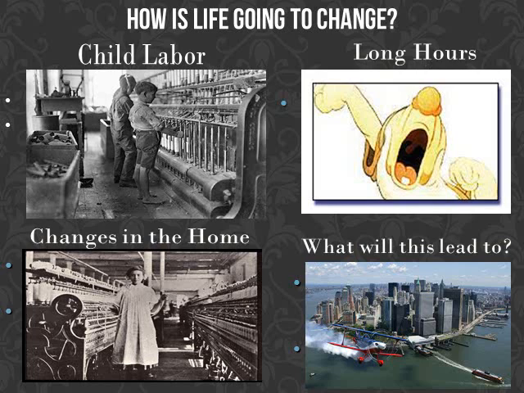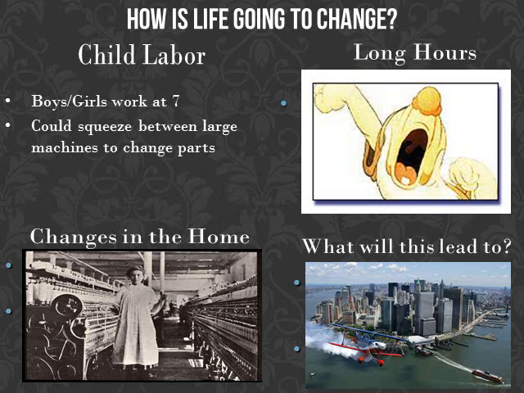Let's move on to how life is going to change because of the Industrial Revolution. Well, first off, child labor. If any of you are not familiar with this, this is going to blow your minds. Boys and girls started working at age 7. That was fairly common. And the reason why they would have children work is that they could squeeze between the large machines to change parts, and that was extremely dangerous, and it led to a fair amount of deaths.